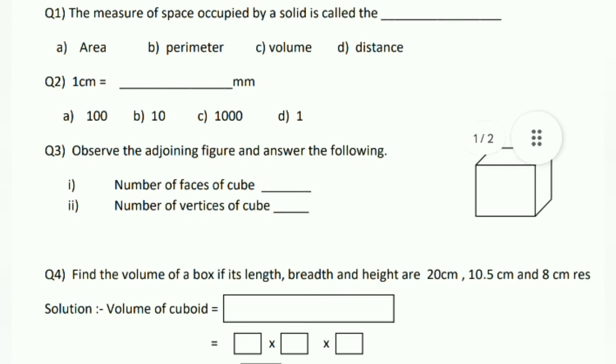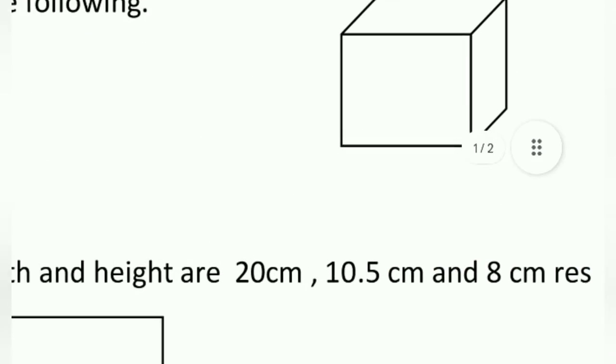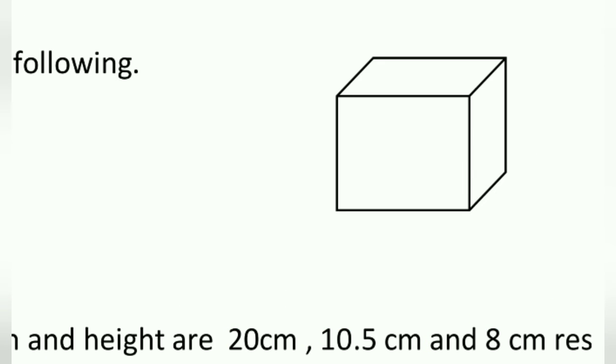Okay. Third question, what is there? Observe the adjoining figure and answer the following. Number of faces of a cube. How many faces does a cube have? It has a total of 6 faces. And how many vertices? Vertices means what? Now students, you should know what a face is. The inside portion here is called a face. So how many faces does it have? You know the dice. How many numbers are there on a dice? Only 6. So how many faces?